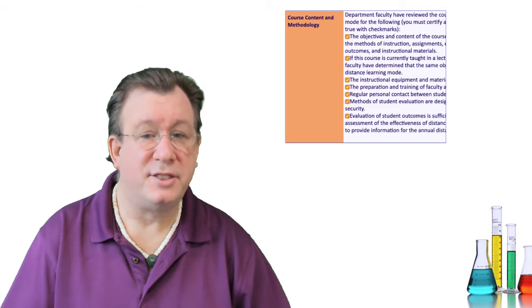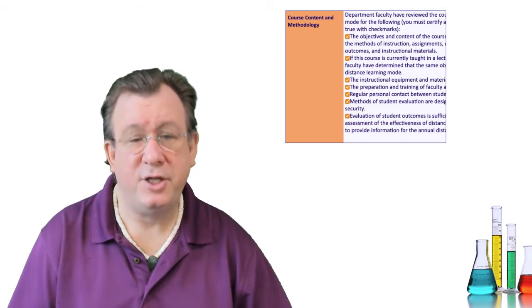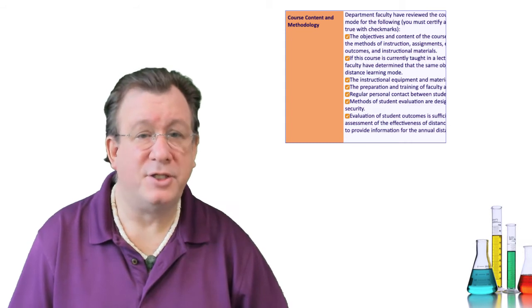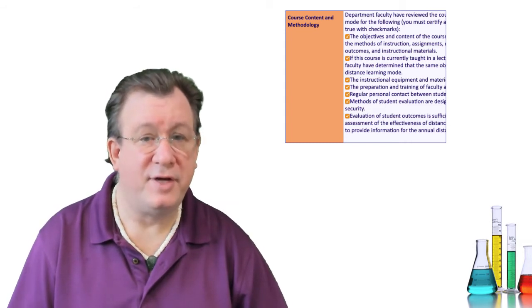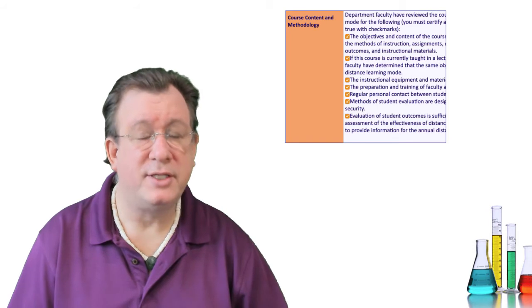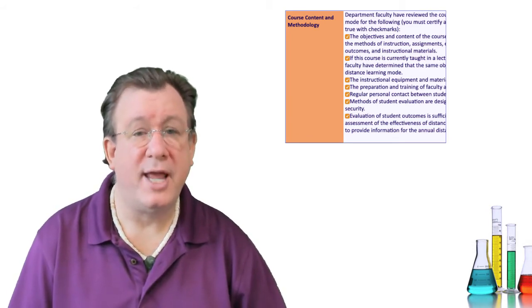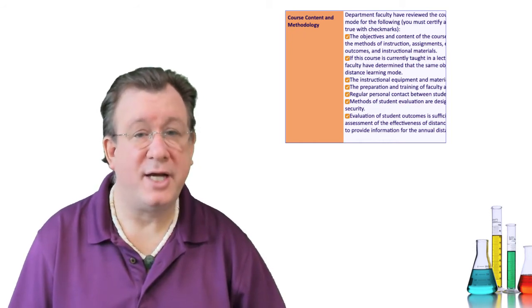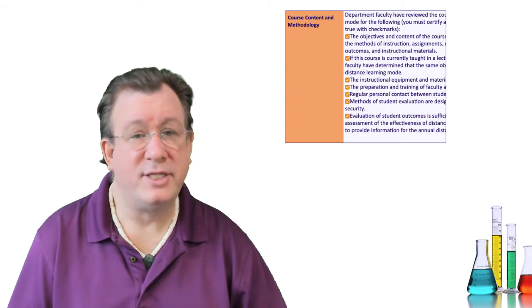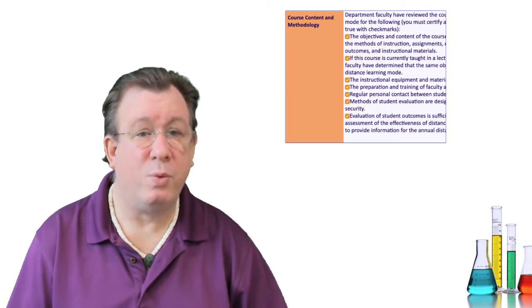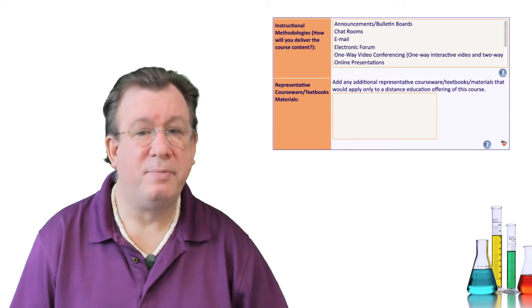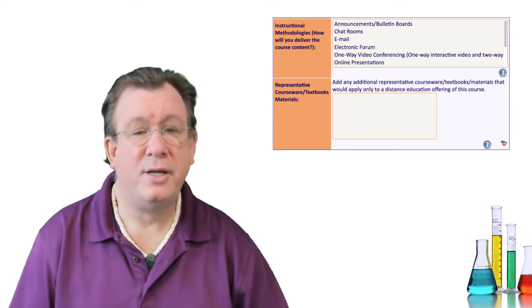The next box is a series of assertions. It's a checklist that you and your department should go over. By checking these boxes, you're indicating that you and your department have considered all the aspects of putting this class fully online, and that you and your department agree this course can be taught in an online mode. If any of these boxes are not checked, that means some essential step was not considered, and the DE addendum will not be approved.